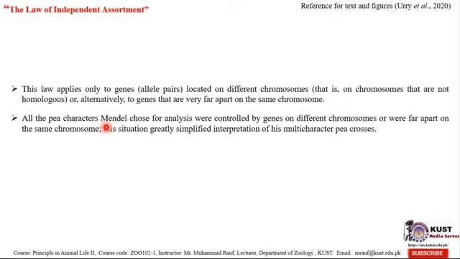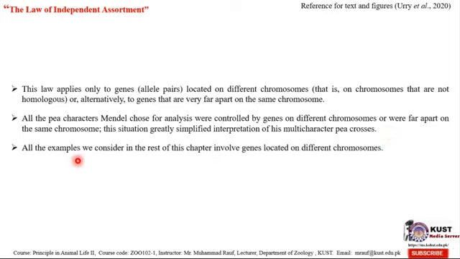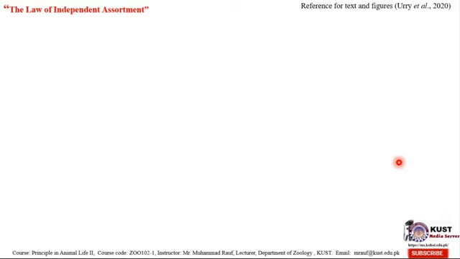All the pea characters Mendel chose for analysis were controlled by genes on different chromosomes or were far apart on the same chromosome. This situation greatly simplified interpretation of his multi-character crosses. So fortunately for Mendel, he didn't come across a situation where there was gene linkage involved, therefore the interpretation of the data was much easier for him. All the examples we consider in the rest of this chapter involve genes located on different chromosomes.